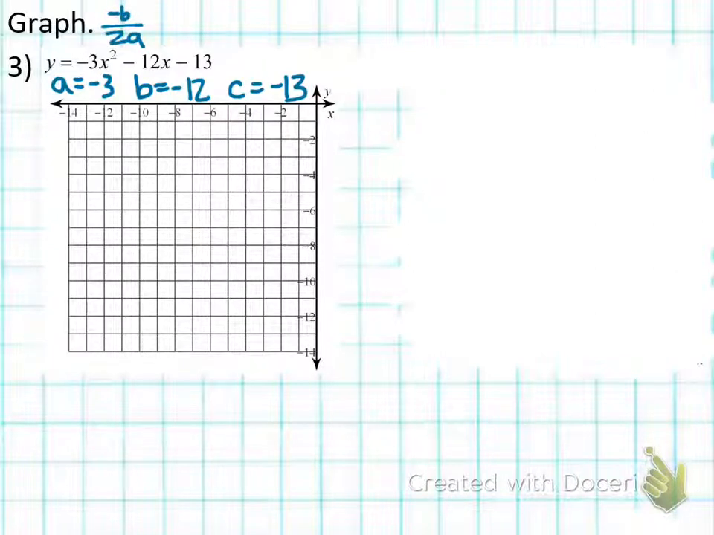Now I want you guys to evaluate what's negative b over 2a. Negative b over 2a equals what? Plugging in a and b here. So for the negative b, I have a negative times negative 12 divided by 2, and for a, I'm plugging in negative 3. Okay? So negative times negative 12 gives me positive 12. Divided by 2 times negative 3 gives me negative 6. Okay, and that's going to give me a negative 2.